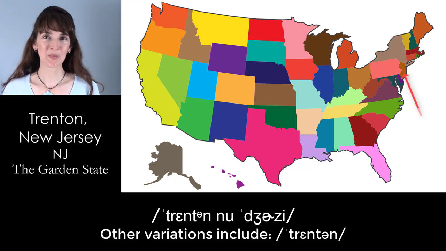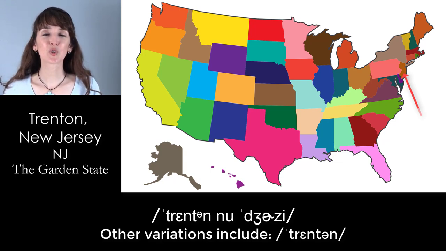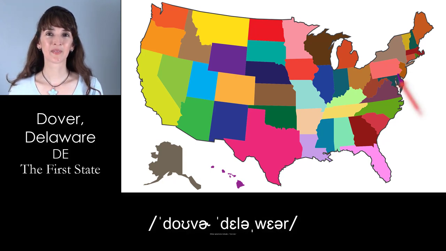Trenton, New Jersey, the Garden State. Most Americans will use a glottal stop when they say that capital city. You could say Trenton, but most will say Trenton, Trenton, New Jersey. Dover, Delaware, the first state.